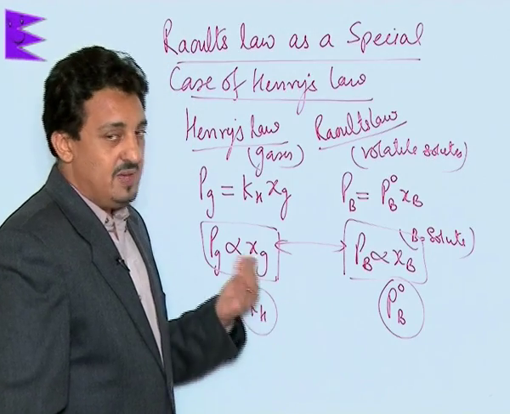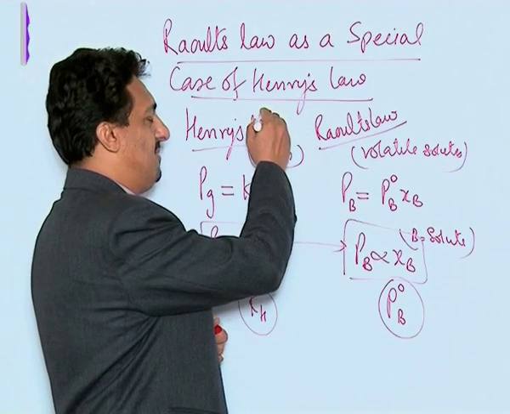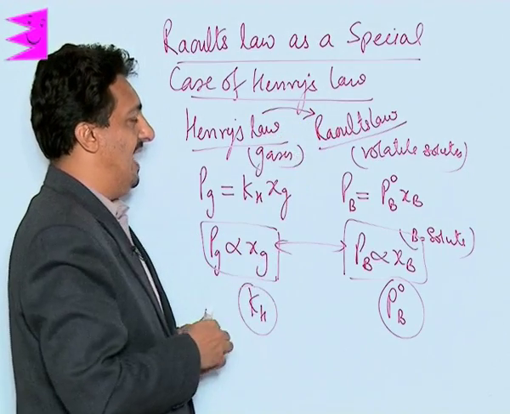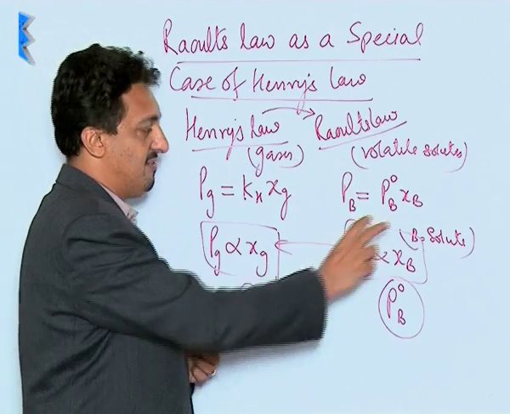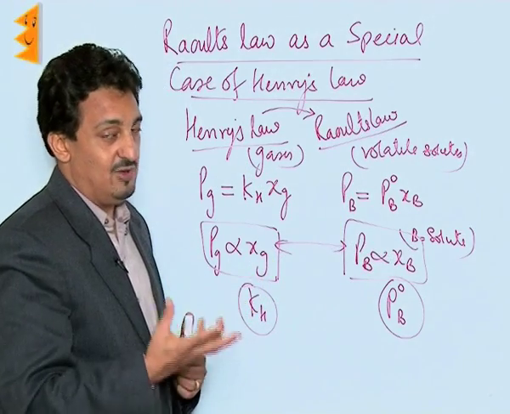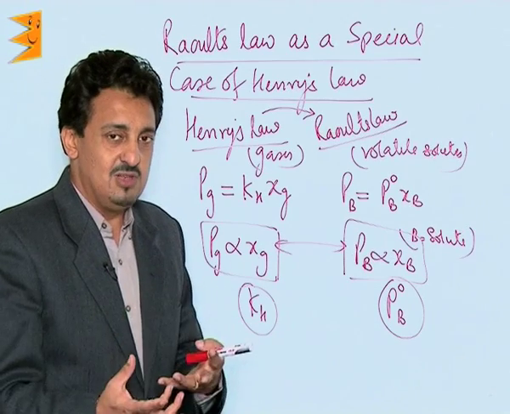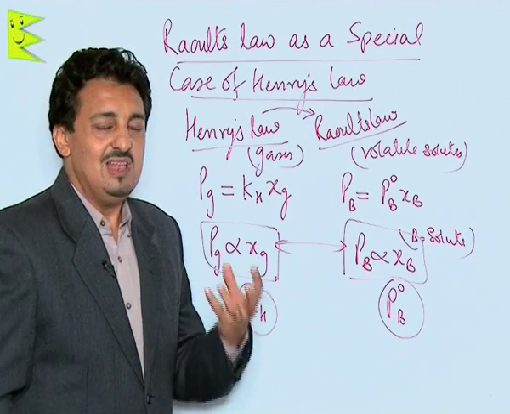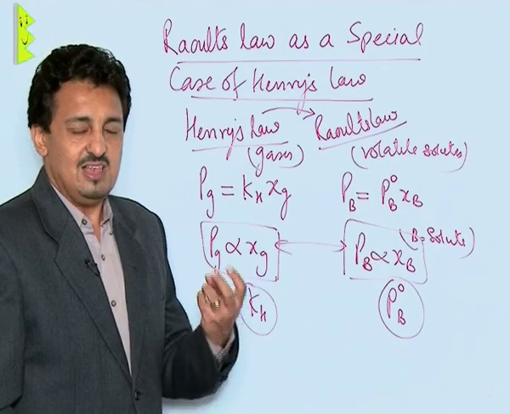That is why we say that Raoult's law is basically derived from Henry's law and is a special case of Henry's law, because in this case we are not talking about gases, we are talking about volatile solutes, which are very similar to gases which have very little solubilities in the liquid solutions.